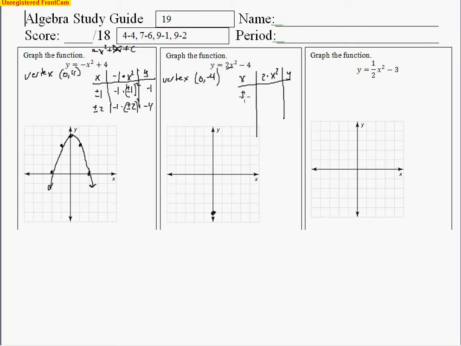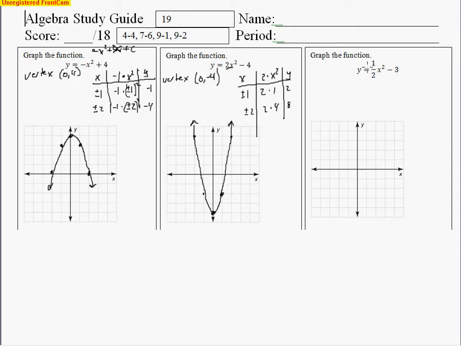So you plug in a positive or negative 1, you get 1. And then you have to double that, and that's why you get 2. So when you plug in a positive or negative 2, you square it, you get 4. But then you have to double that answer, and you get 8. So from the vertex over 1 space, and then up 2 spaces. From the vertex over 2 spaces, up 8 spaces. And again, symmetry allows us to put in the other points. And then we can go ahead and sketch our U-shaped graph, our parabola.